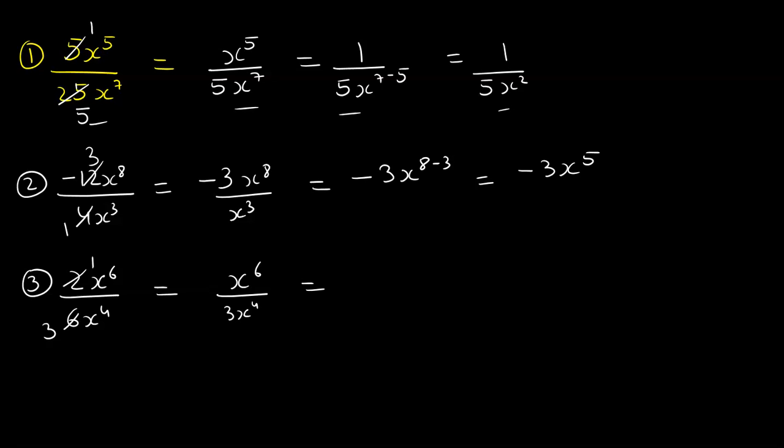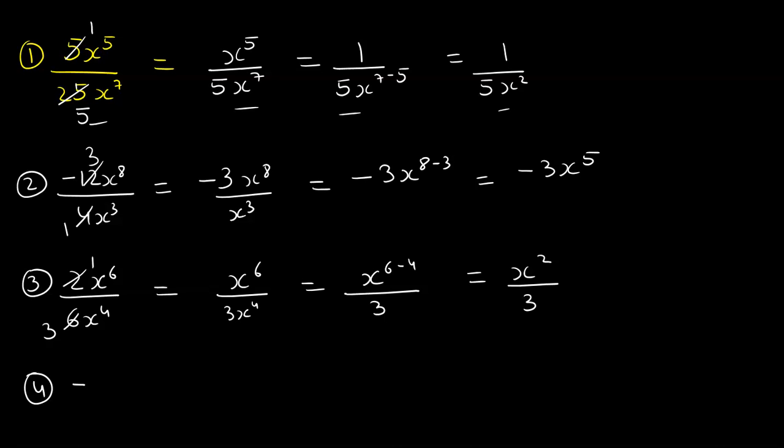Now you can see the exponent x to the power of 6 is bigger in the numerator, so subtraction will happen in the numerator. x to the power of 6 minus 4 over 3. We get 6 minus 4 is 2, so x square over 3, and that is our final answer. Let's take a look at another one.